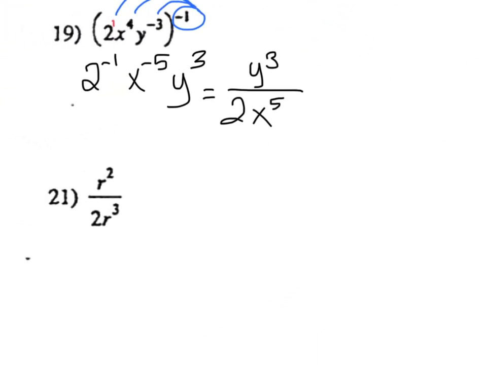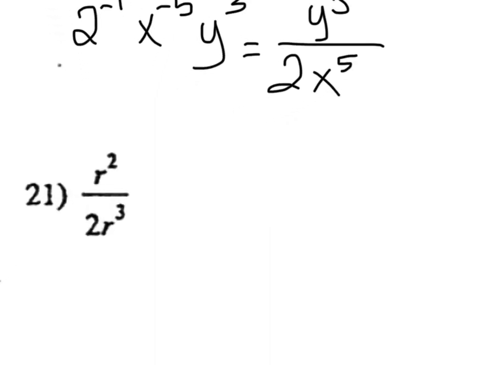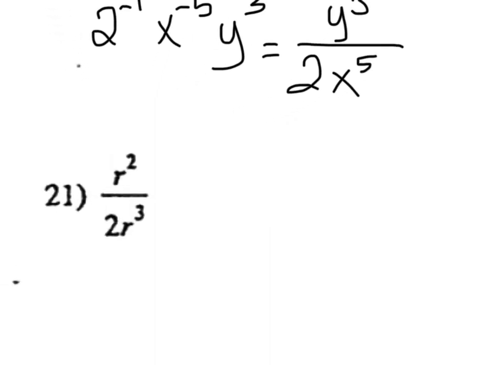Number 21, we don't have any negative exponents. What we do have are same bases, so we have to simplify those. I look at it and I've got an r squared on top, which means 2 r's, and r cubed on the bottom, which means 3. So I have more r's on the bottom than on top. I've got 1 more r on the bottom, or just r.